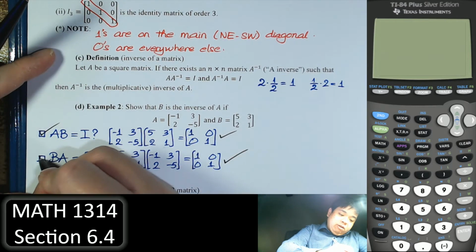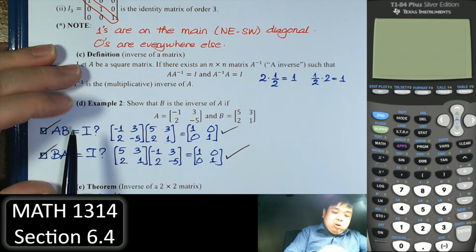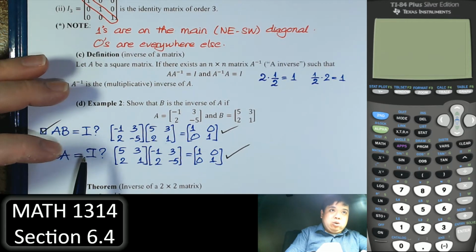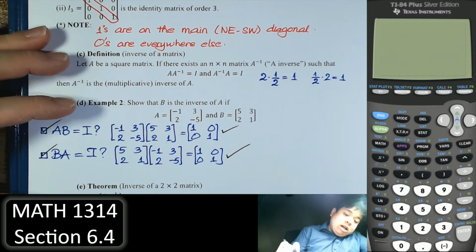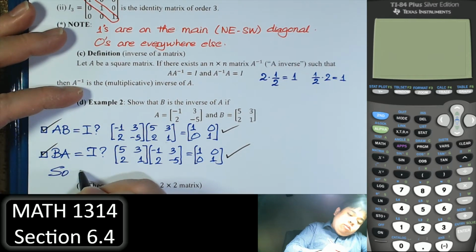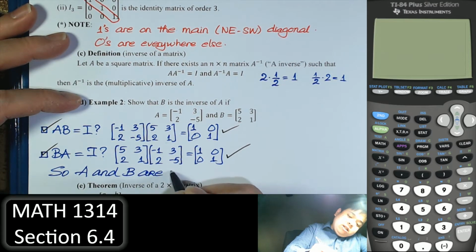So B times A is equal to the identity matrix, and A times B is equal to the identity matrix. We have the product in both directions, so in that case we say A and B are inverses of each other.